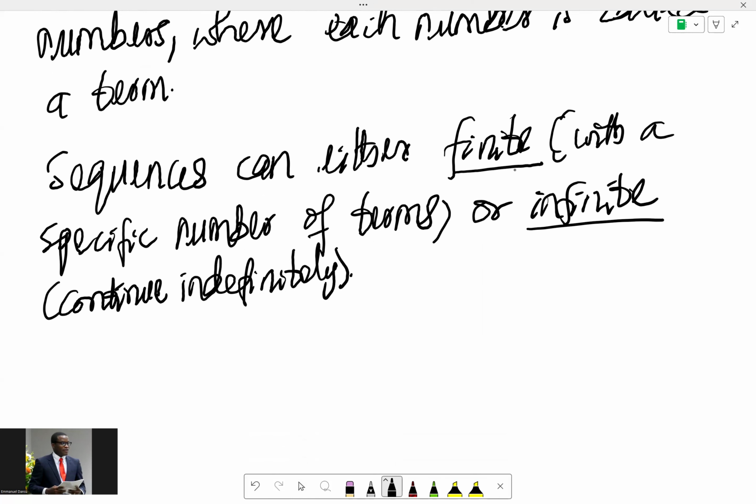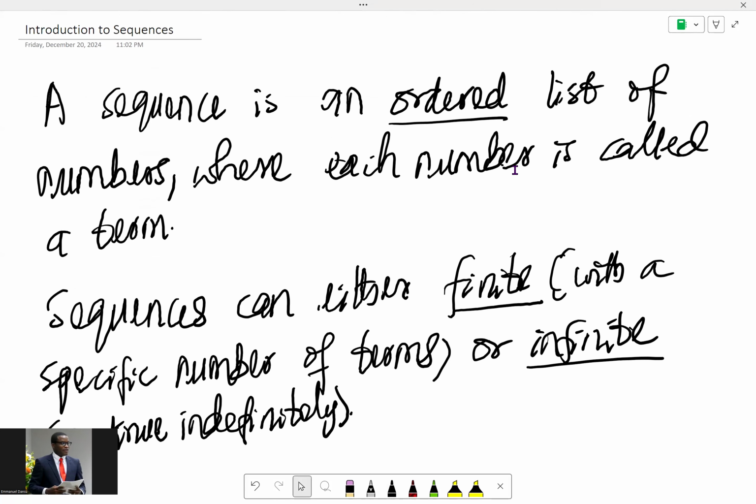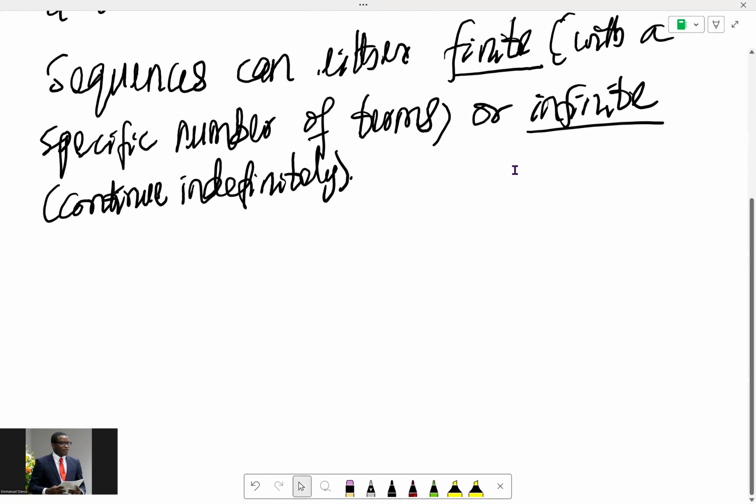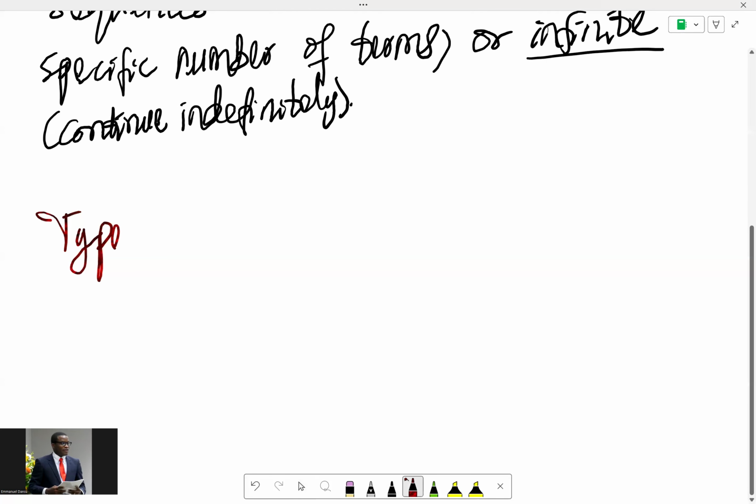So that's the answer to what is a sequence, that's just what we have done now. Now, let's talk about types of sequences.